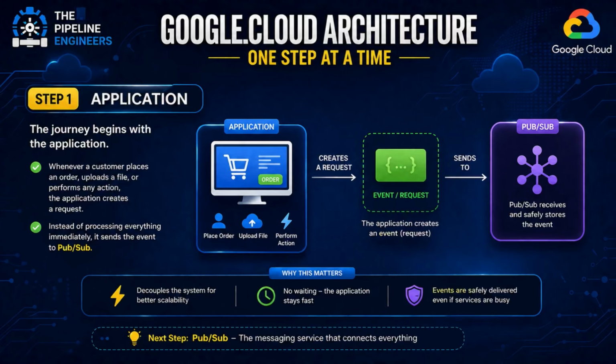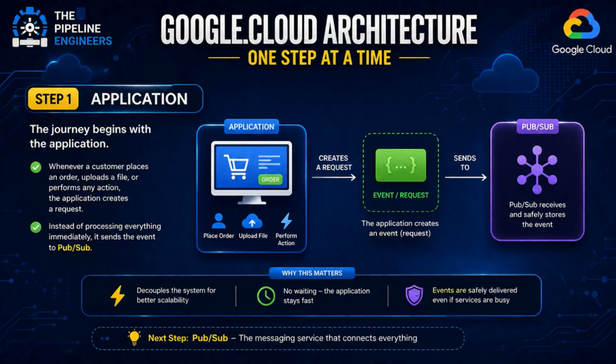So, let's begin. Imagine you have built an online shopping application. Thousands of customers are placing orders every minute. Some upload profile images, some make payments, some generate invoices. Now think for a moment, should one server handle everything? No. That would become slow and difficult to maintain. Instead of that, Google Cloud provides different managed services, each designed for a specific purpose. Let's understand this architecture one step at a time.